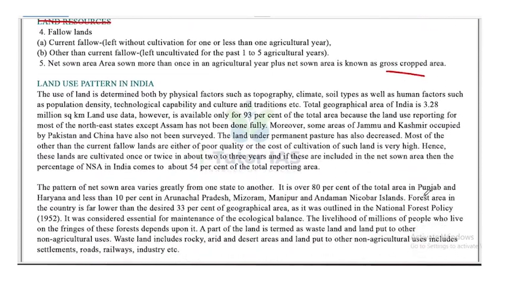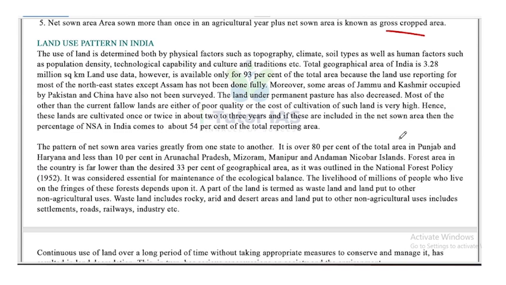Next one is land use pattern in India. The use of land is determined both by physical factors such as topography, climate, soil type, as well as human factors such as population density, technological capacity, and culture and tradition, etc. Okay, so there are physical factors as well as human factors that determine land use. Physical factors are topography, climate, soil, etc. And human factors are population density, technological capacity, and culture, tradition, etc.